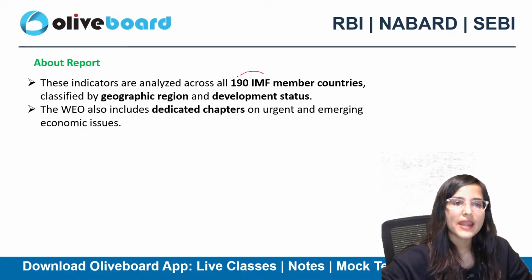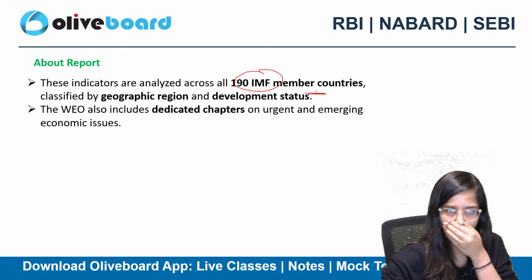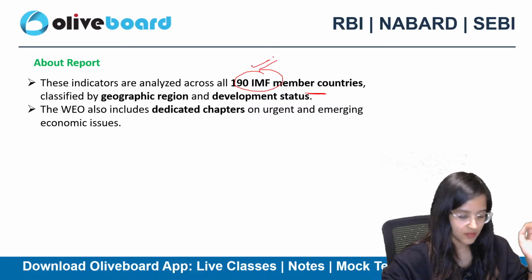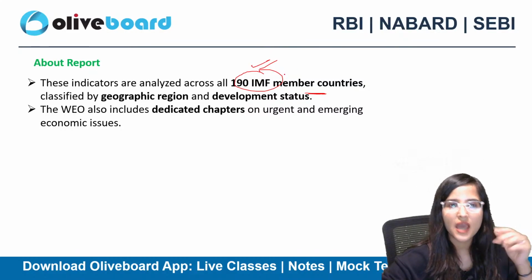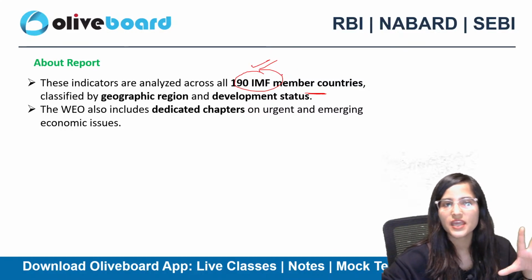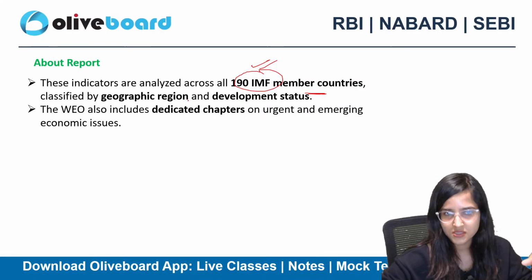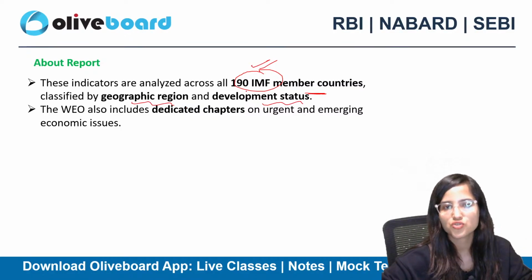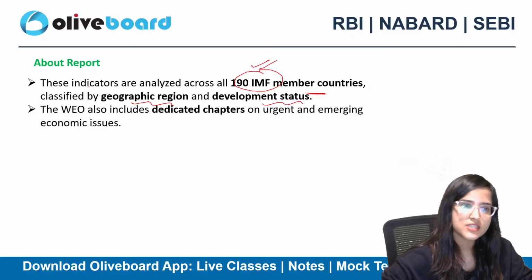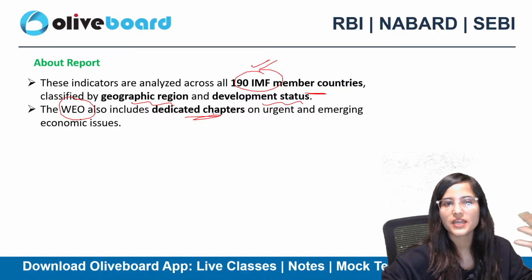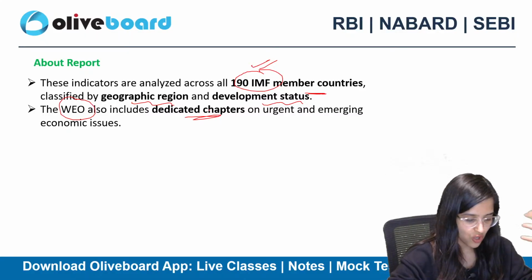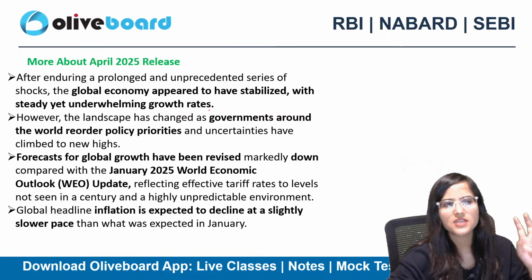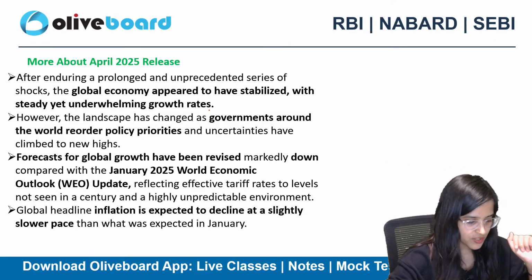Okay, so there are 190 IMF member countries, and the indicators are analyzed for all these countries. They are classified by geographic region, and their development status is also taken into account. In this outlook report, we have many dedicated chapters which talk about emerging economic issues as well. Okay, let's read it one by one. Let's read what this report entails.